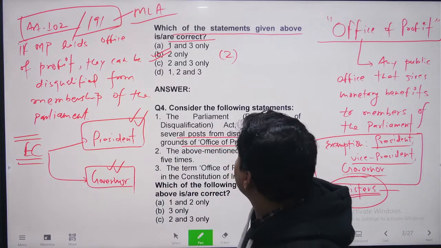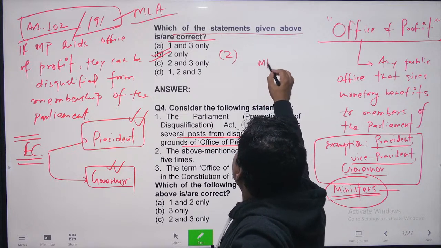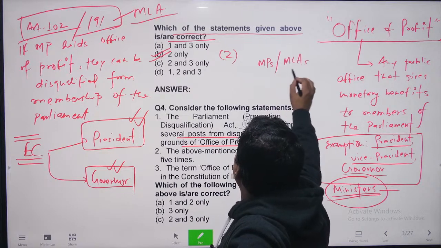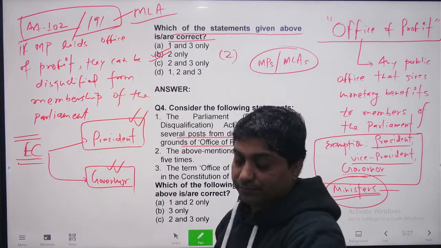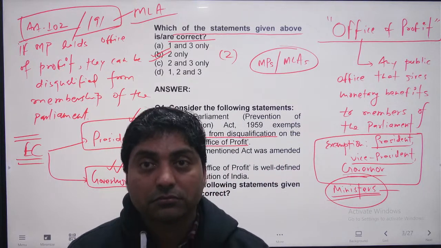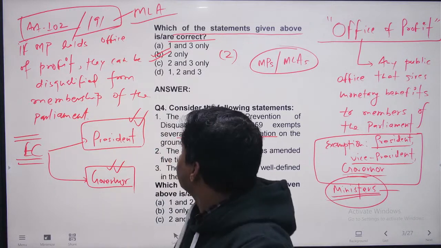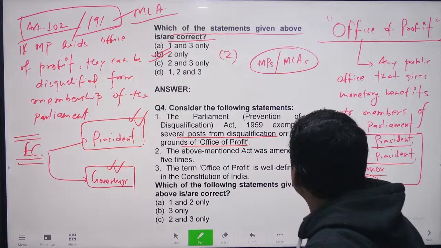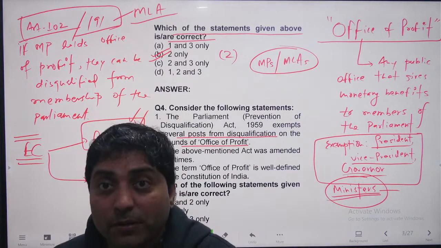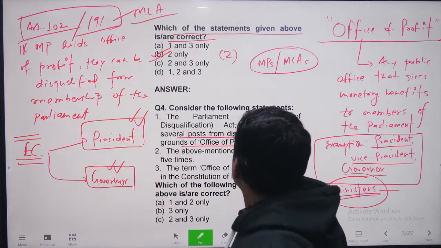What does it mean? It means any member of the parliament, any MP or MLA, cannot hold office of profit. Now why? Why can a member of the house, member of the parliament or member of the legislative assembly not hold the office of profit? What is the problem in holding the office of profit? Let me tell you.